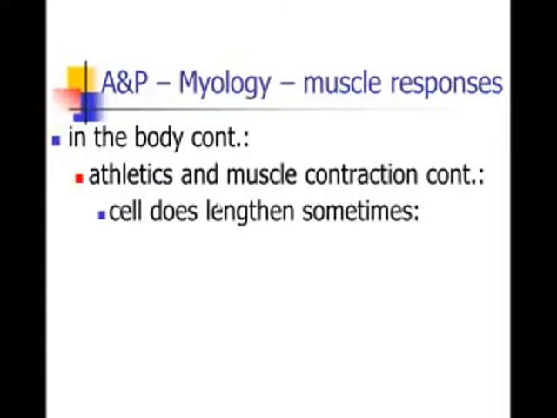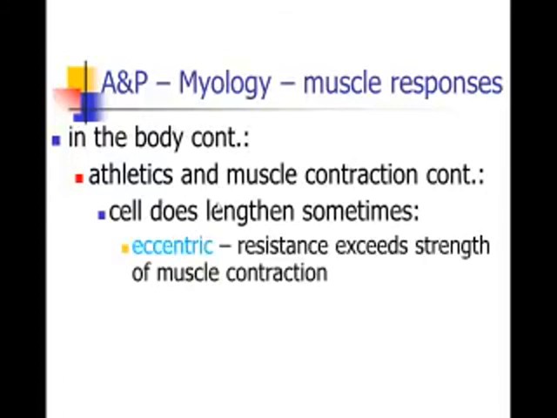Sometimes you try to contract your muscle, but it actually gets longer. And some of you are probably thinking, how could this be? This could be if you were trying to do push-ups, let's say. This is called an eccentric contraction, and in this case the resistance exceeds the strength of the muscle contraction. So if you are in the up position in a push-up, you've achieved that by extending your elbow.